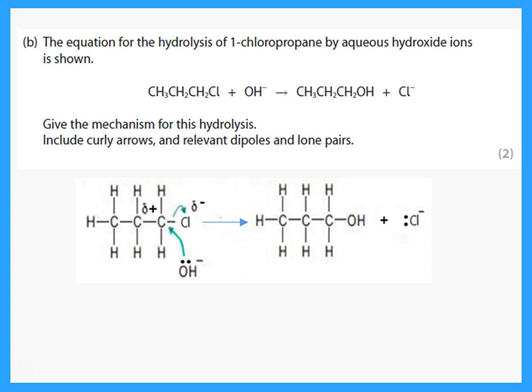Remember that the O of the OH minus has a lone pair of electrons. And these are the ones that would attack the slightly positive carbon. So you have dipoles on the C-Cl. The carbon is slightly positive, the Cl is slightly negative. And the OH minus attacks the carbon using the lone pair of electrons.